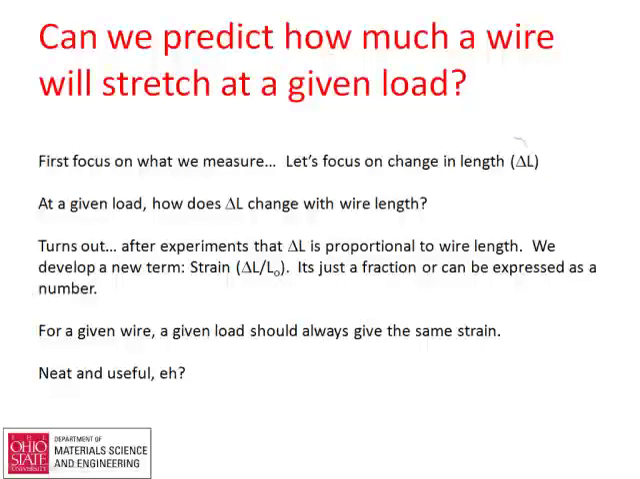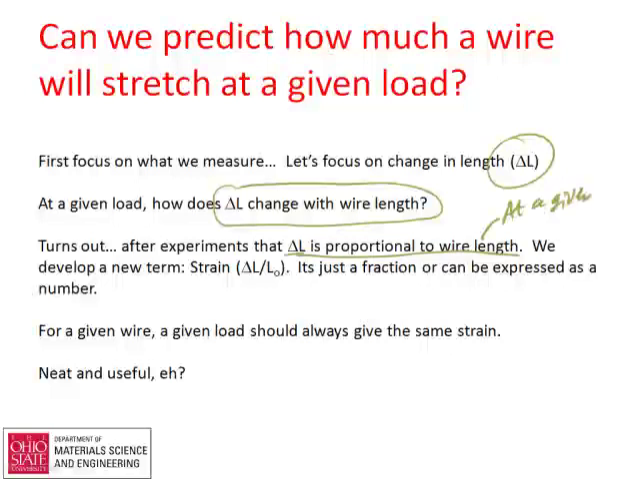We can measure a change in length, delta L, and at a given delta L, how does that change with wire length? Well, if I start with a wire that turns out to be twice as long, you're going to get twice as much change in length at a given stress. So it turns out that we can find, and you could set up experiments like this, a change in length is proportional to the wire length, I should say, at a given stress. And so we can develop a new term, strain, which is just delta L over L. And it's just a fraction, or can be expressed as a number.